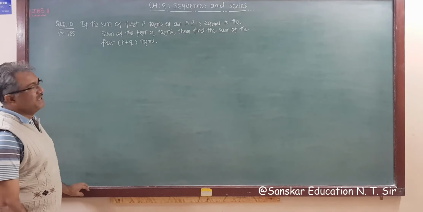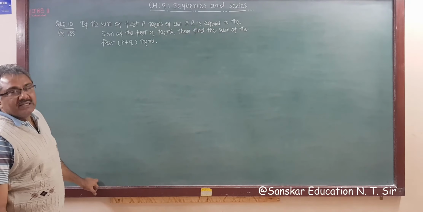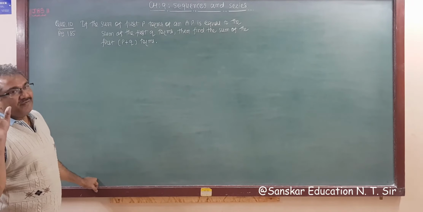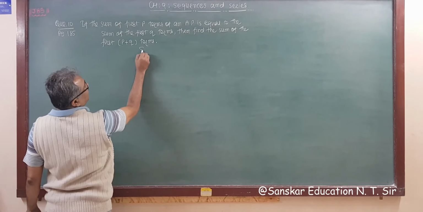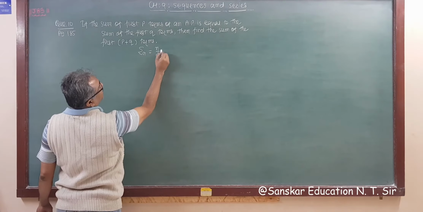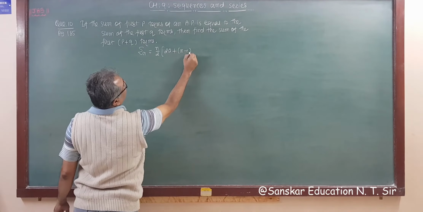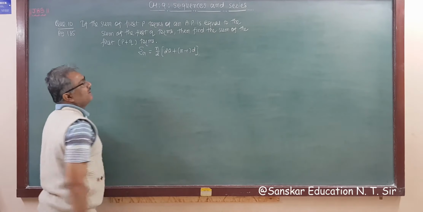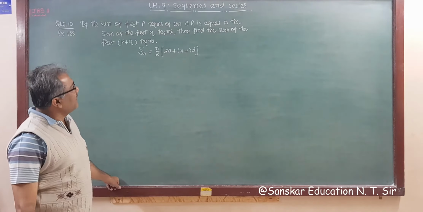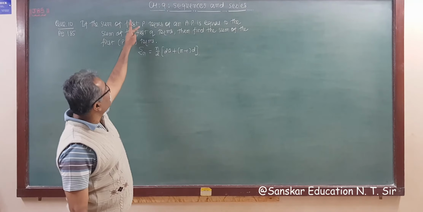Question number 10, page 185. Given that the sum of first n terms, Sn, is n by 2 into twice a plus n minus 1 into d. This is the formula for sum of first n terms of an AP. It is equal to the sum of the first p terms.